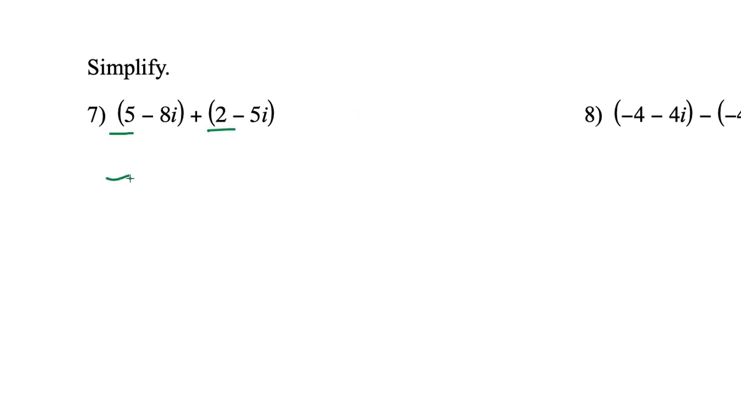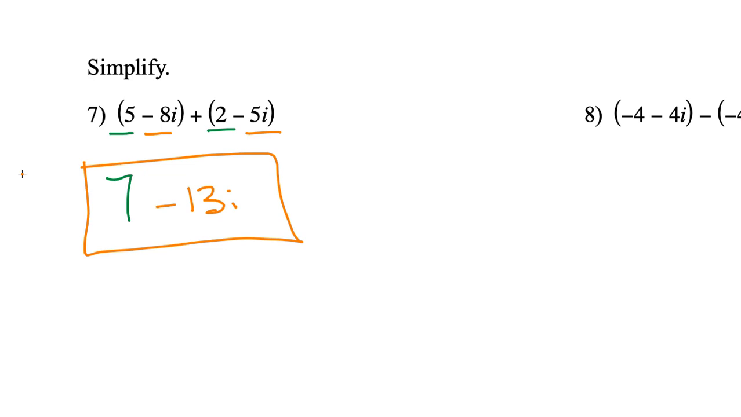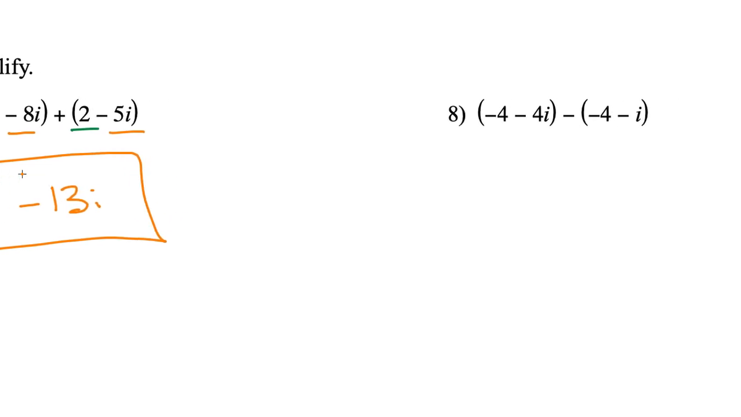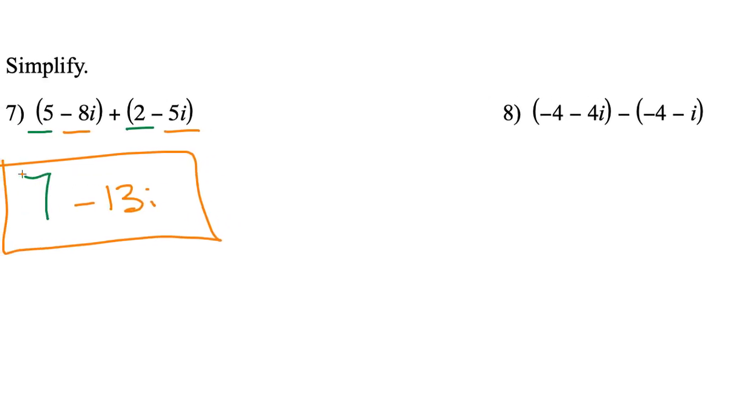5 and 2 adds to 7. Negative 8 and negative 5 adds to negative 13, and don't forget your i. Final answer, done. So you just add like terms. Add like terms, yes. We've done similar problems. This is now in complex land, complex numbers. It's the shadow realm, right? Before we were just doing polynomials. Slightly different, very similar rule though.